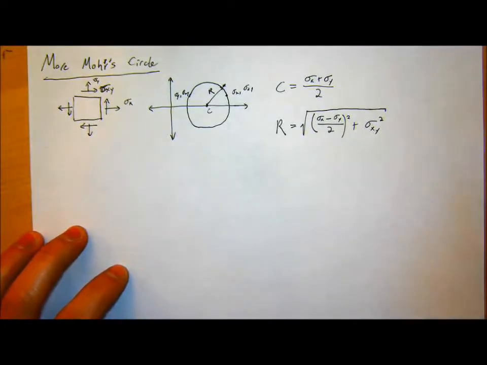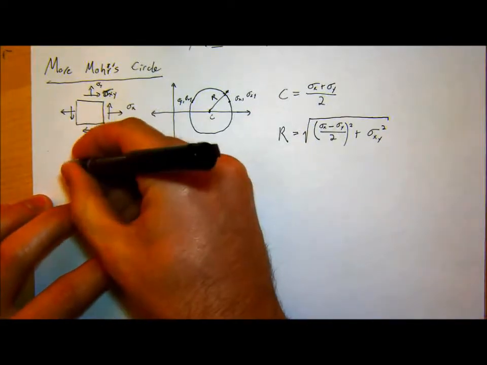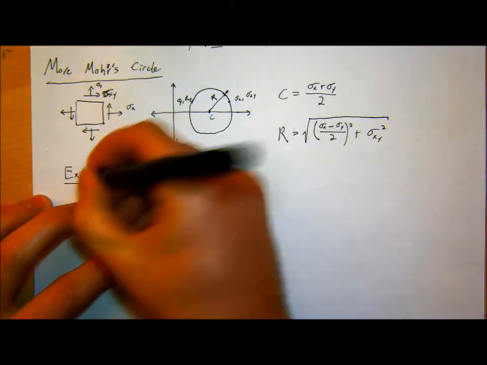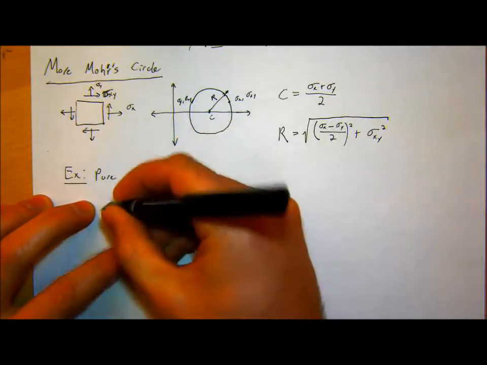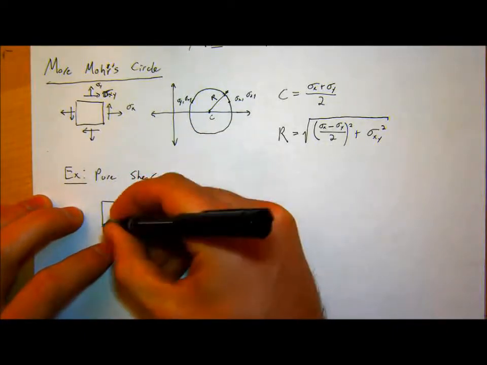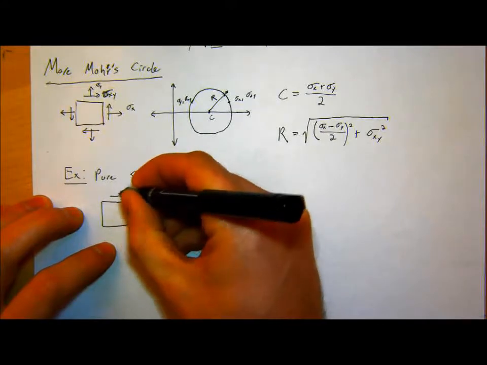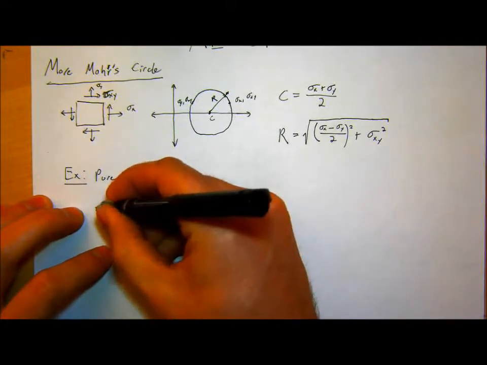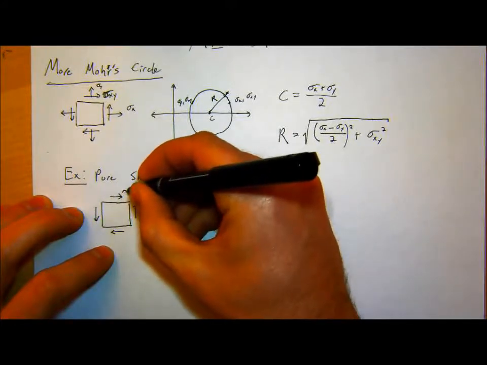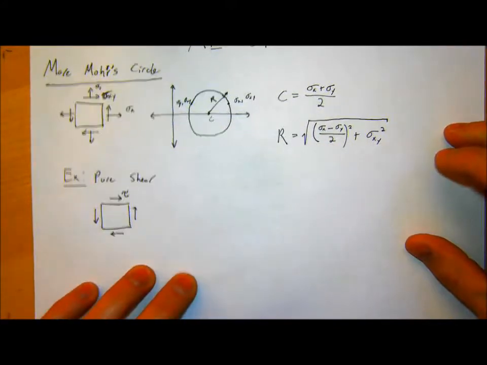This is going to be pure shear, where I have a body with some shear force tau on it. And this is only acting, and so Joe, in this body I only have shear acting.